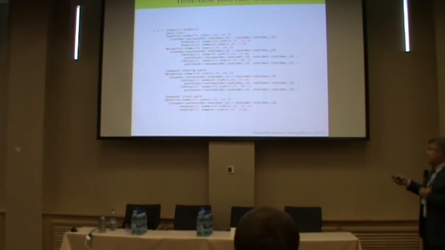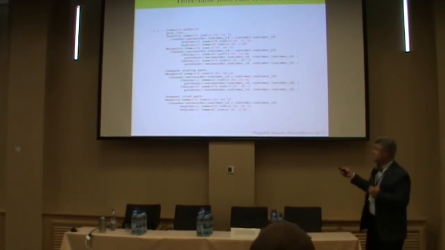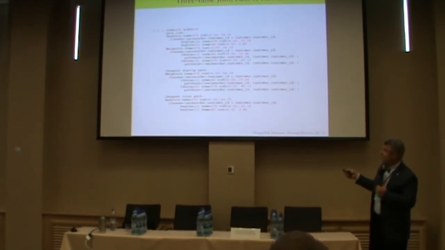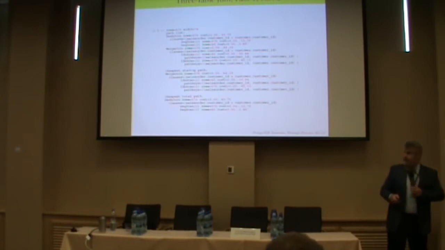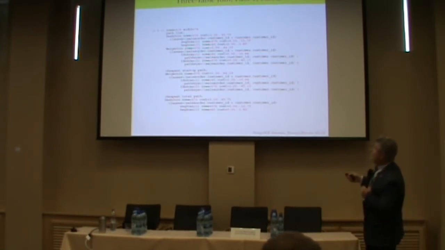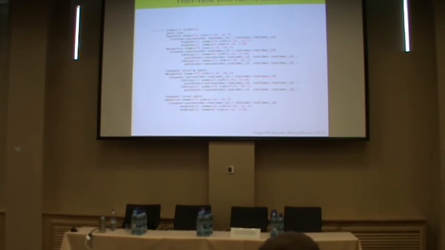And in fact, you can see that down here. It says that the cheapest startup path ends up being the merge join, and the cheapest total path ends up being the hash join.